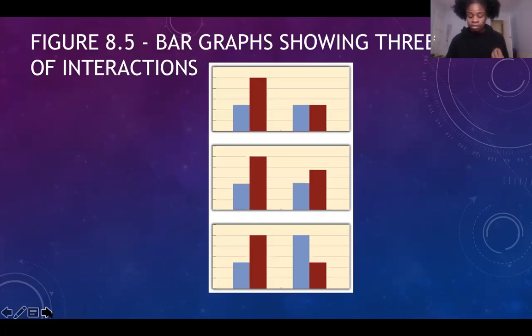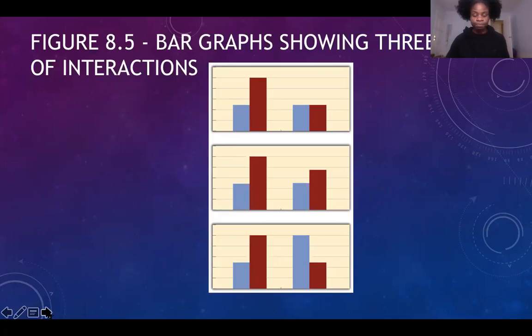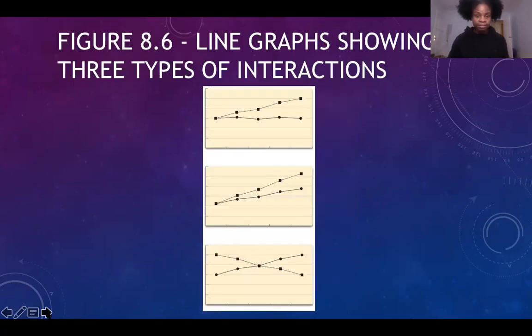The strongest form of this kind of interaction is the crossover interaction, which is also illustrated in this figure. And a crossover interaction, just scrolling back, is an interaction in which one independent variable has opposite effects at different levels of another independent variable. Okay. In many studies, the primary research question is about the interaction effect.